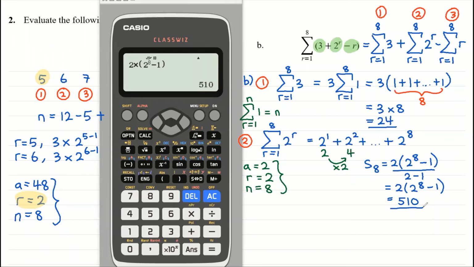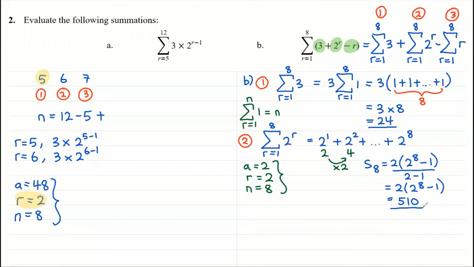Good stuff. And then for part 3, this is another result we saw in the warm-up, and slightly later. It's the sum of r, in this case, the first 8 natural numbers. So we're summing from r equals 1 to 8 of r.